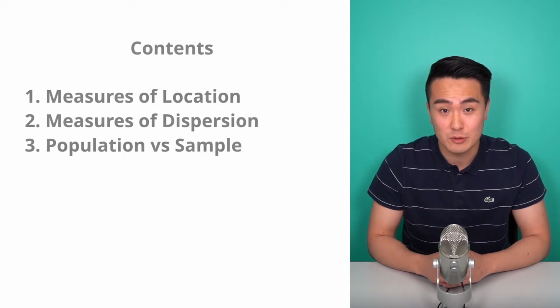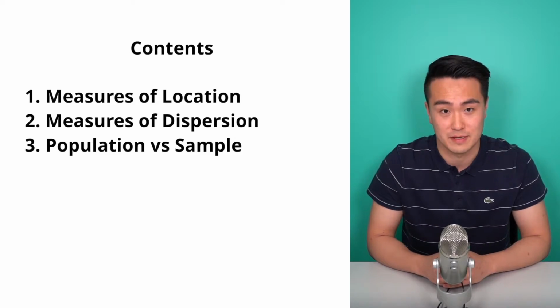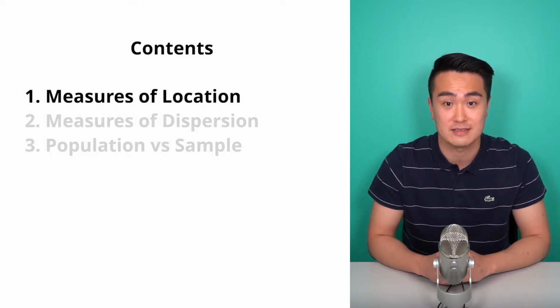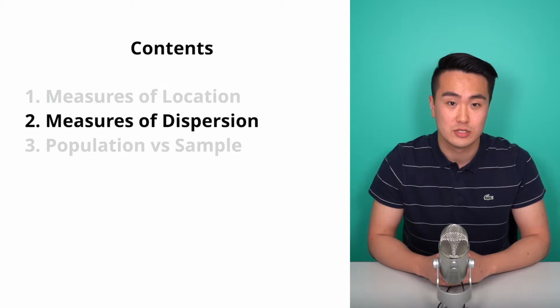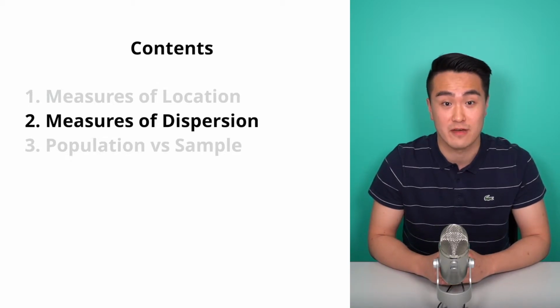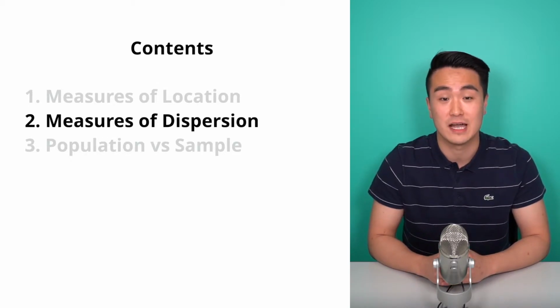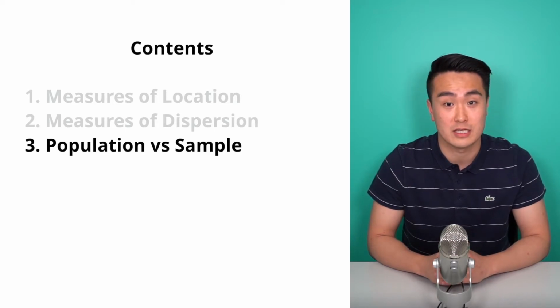So in this episode, we'll be adventuring through 3 major topics. 1. Measures of location such as mean, median, and mode. 2. Measures of dispersion such as variance and standard deviation. And finally 3. The difference between population and sample.